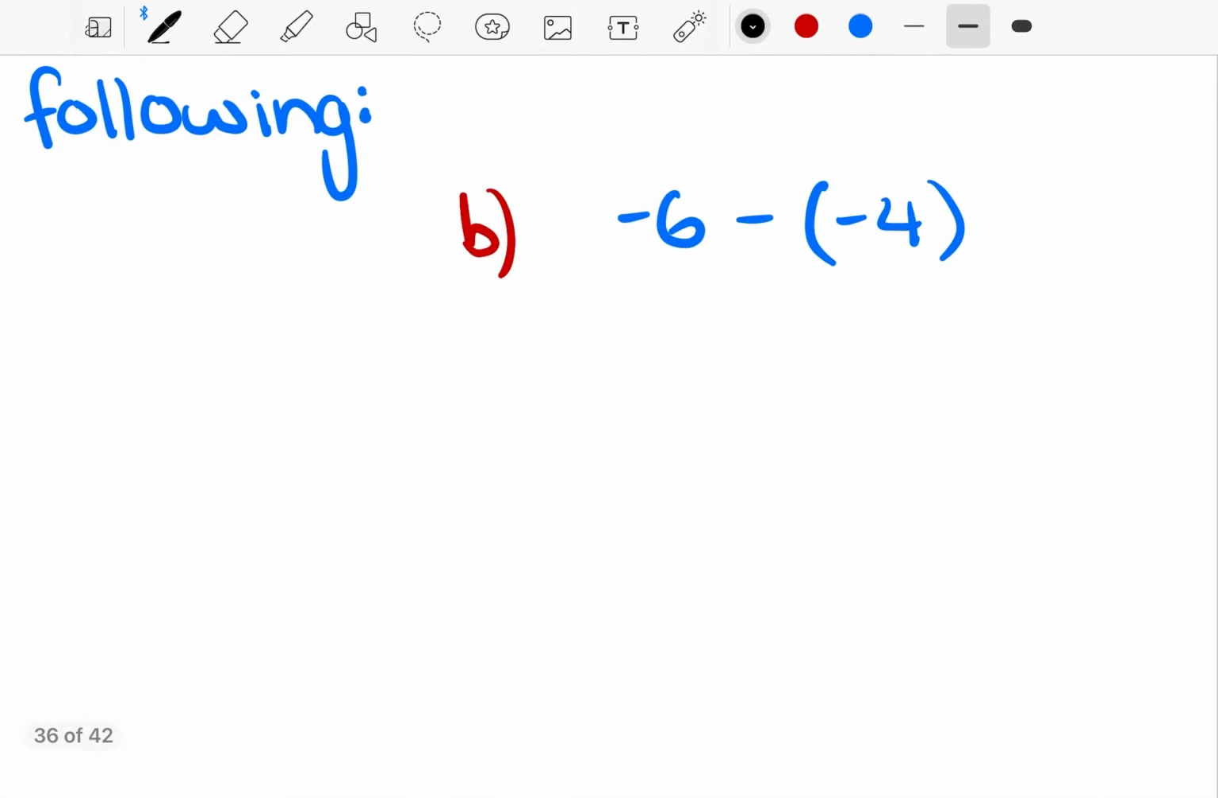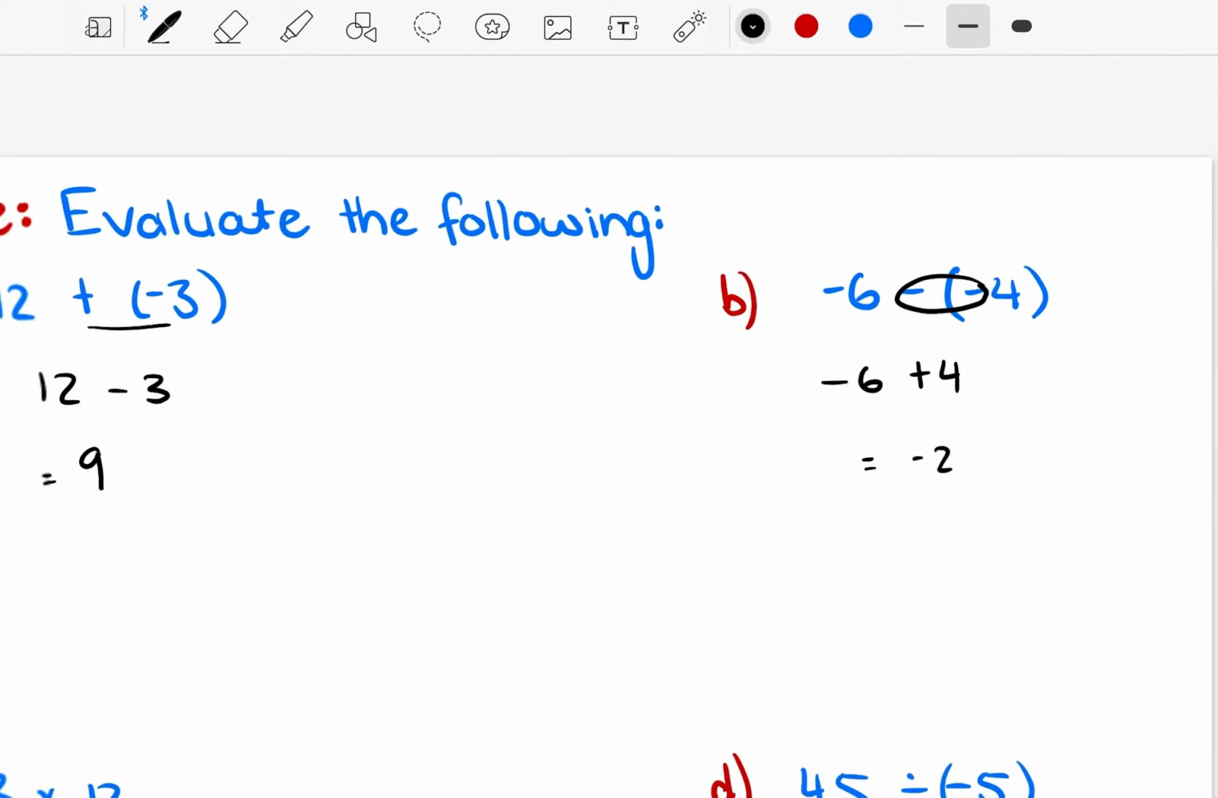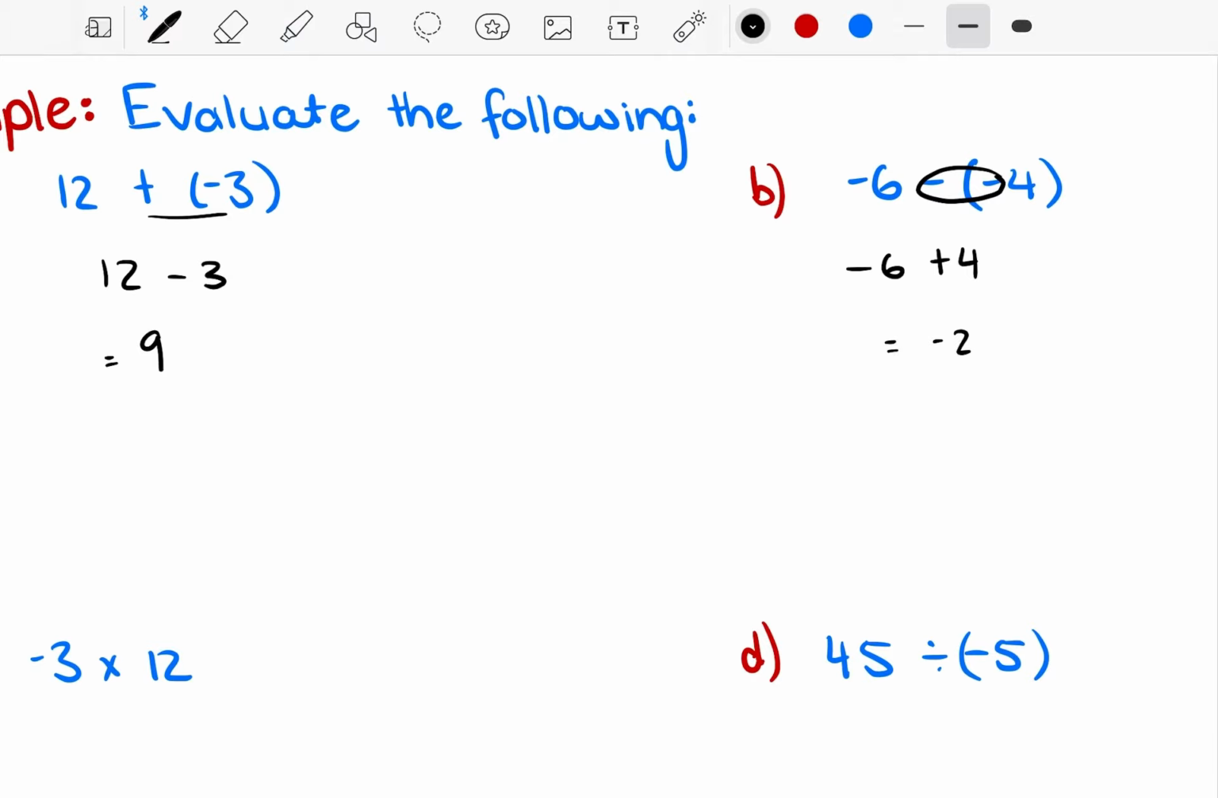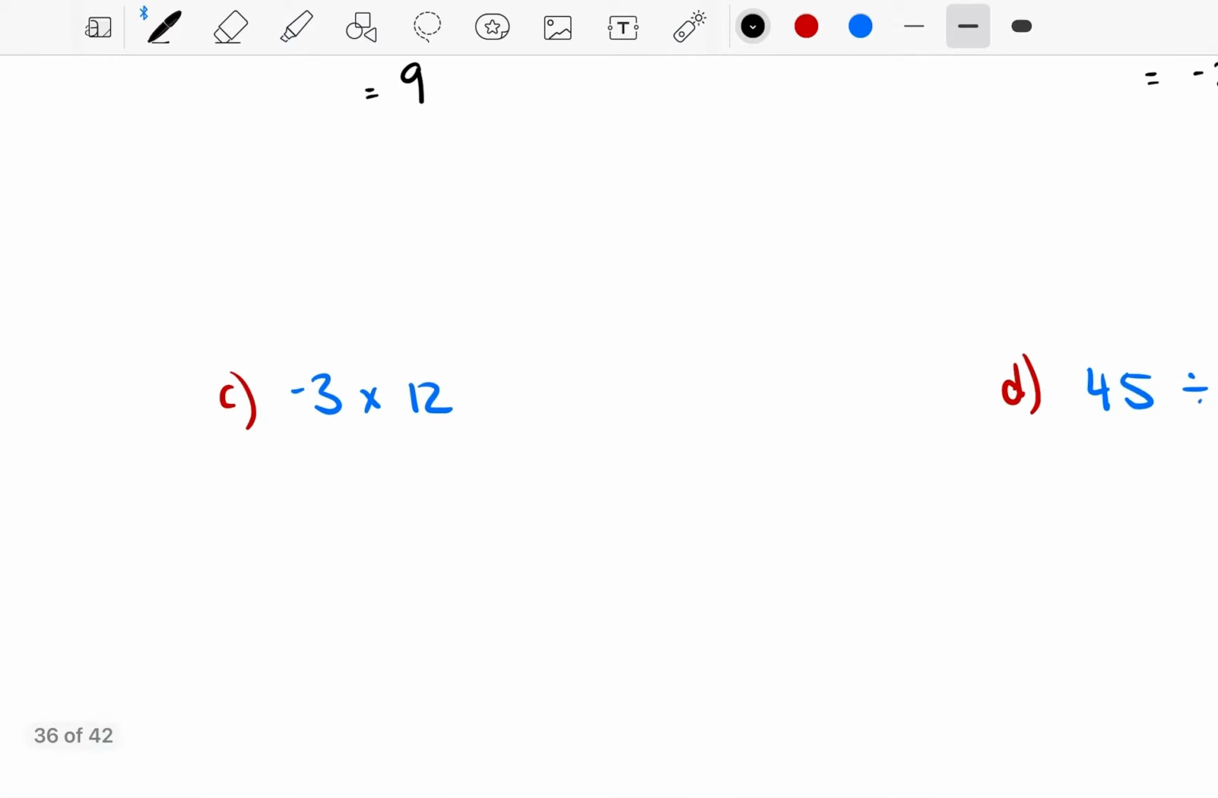So if we move over to our next one, we've got negative 6, take away negative 4. Now, because we've got these two negatives here, that actually makes it a plus. So we've got negative 6 plus 4, and that's going to give us negative 2 as our answer. So those are to do with plussing and minusing. So let's move over to some multiplication and division.